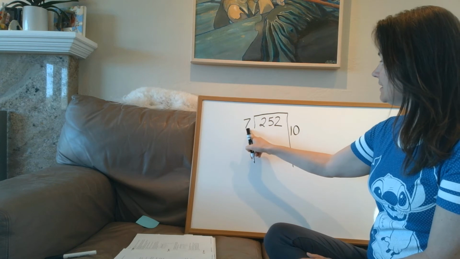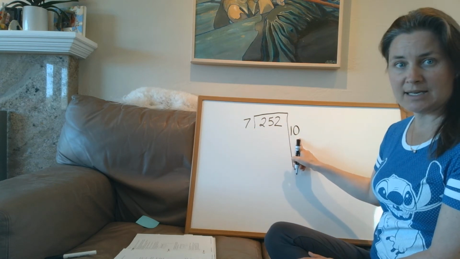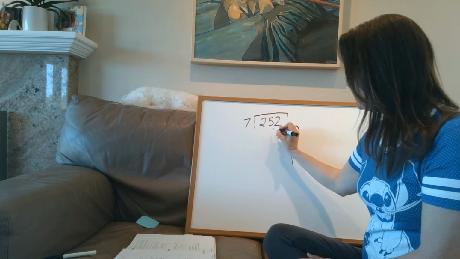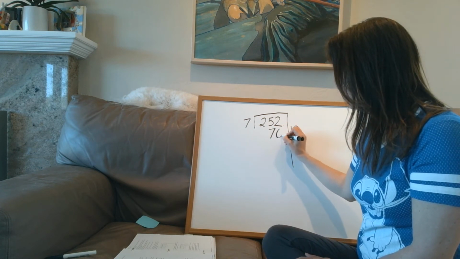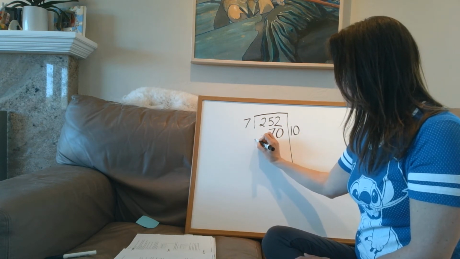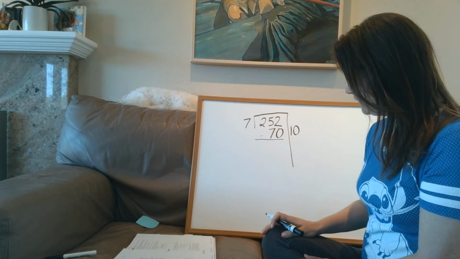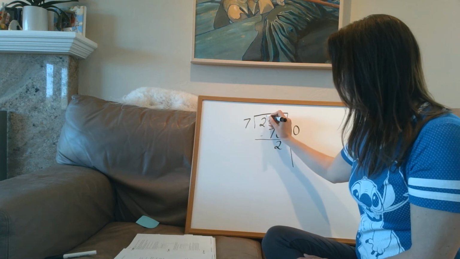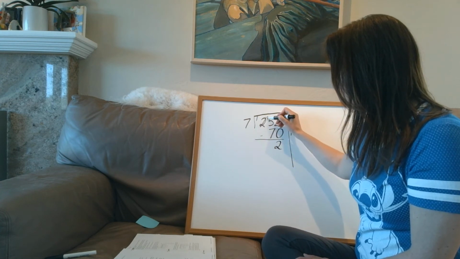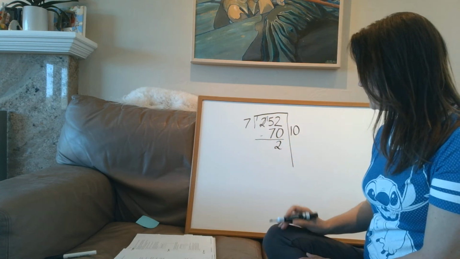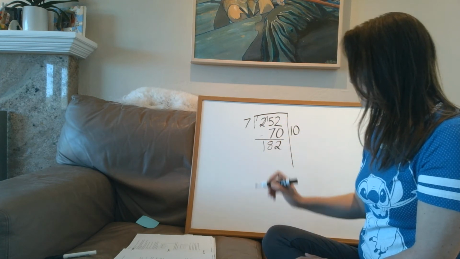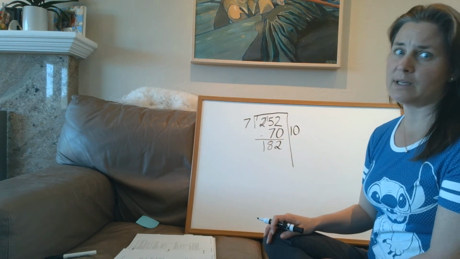And I'm going to say 7 times 10 is 70. So I'm going to put my 70 inside of here. And I'm going to subtract 252 minus 70. So here's the 2. This becomes a 1. 15 minus 7 is 8. Bring down that 1 and we have 182. So we still have a ways to go.